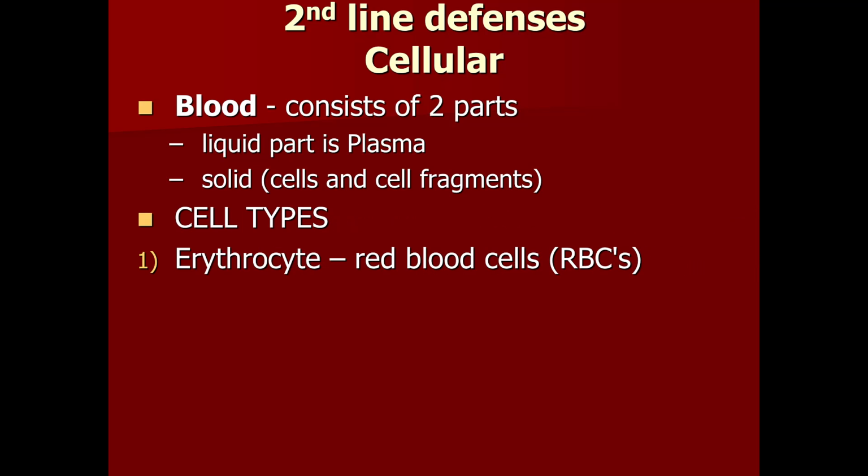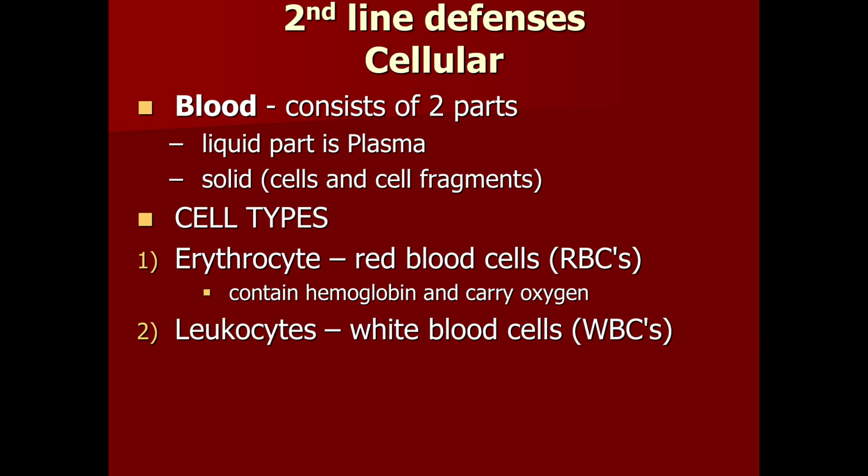Now, within the solid portion of blood, you've got different populations of different cell types, right? So you've got your erythrocytes, which are your red blood cells, your RBCs, that make up the majority of the cellular components of your blood. And they're the ones that move all the oxygen around, right? And contain all the iron and hemoglobin.